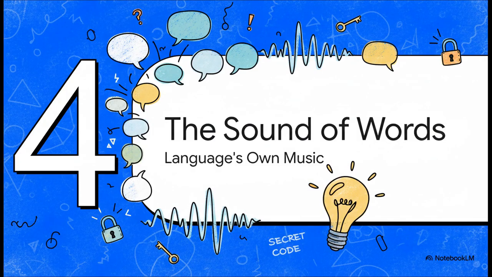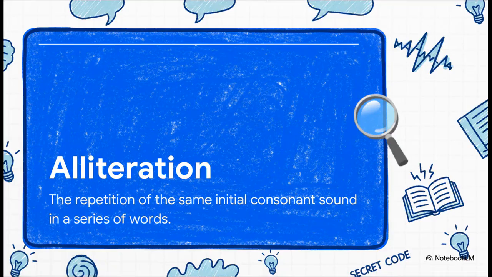So far, we've been focusing on meaning and imagery. But figures of speech aren't just about what we see in our mind's eye, they're also about what we hear. This next group of tools is all about making music with our words. And that brings us to alliteration. This is simply the repetition of the same sound at the start of a series of words.